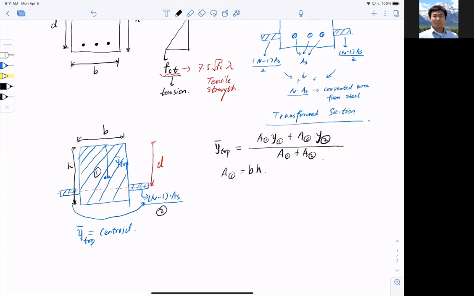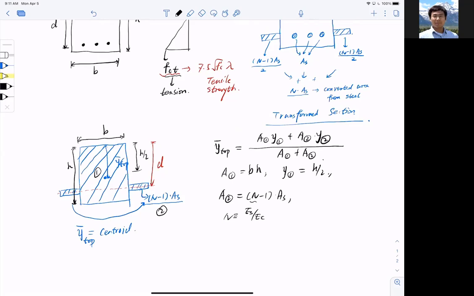Easy, okay? And then y1, what is this distance between the center of piece 1 to the top line, right? So if I look at this rectangular, it's very simple, right? It's just half h, middle of it. Then A2, we know the area, which is n minus 1 As. And what is n again? n equal to Es over Ec, by the way.